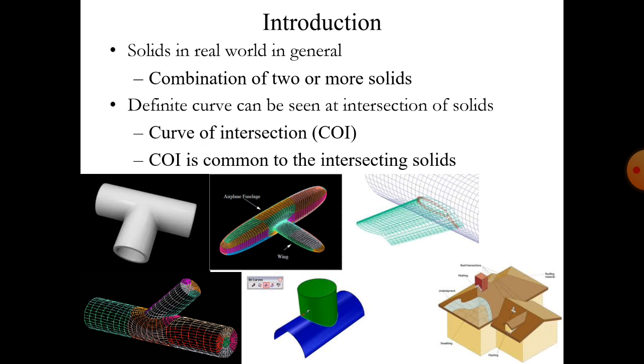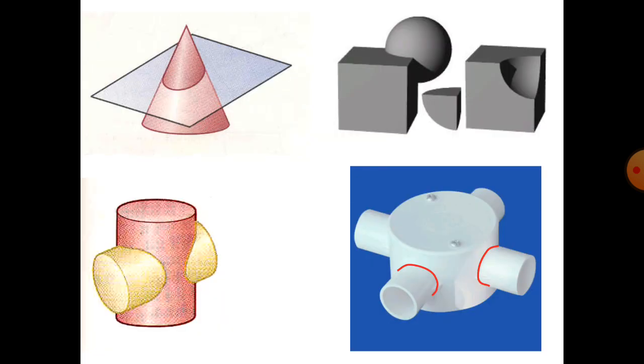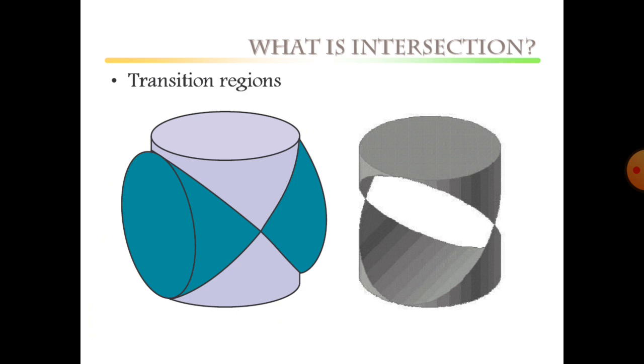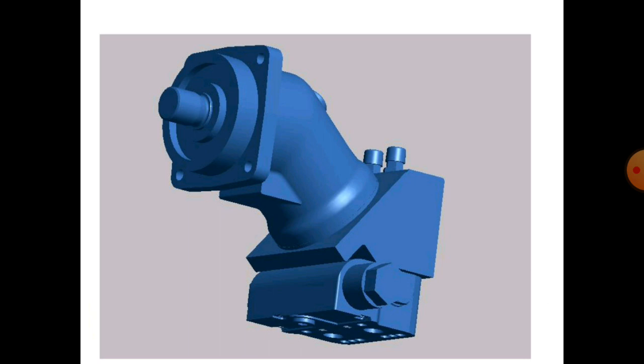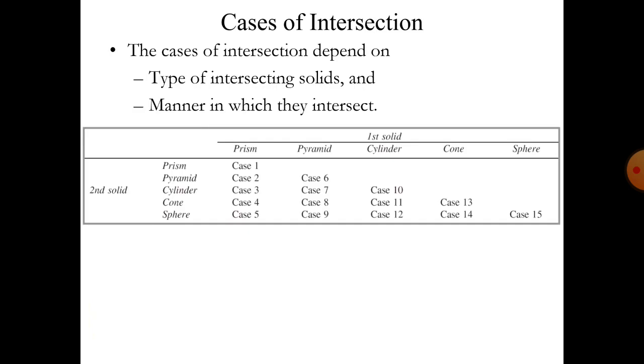Next, curves of intersection. A curve of intersection is common to all intersecting points. Some figures: first is a cone, second is cylinder with cylinder, fourth is a four jaw, four connection points, and next is intersection of solids with spheres. So what is the intersection? Transverse regions show what an intersection is. It shows the actual picture of machinery parts. In the second, it shows some common machinery parts, and the manner in which they intersect.